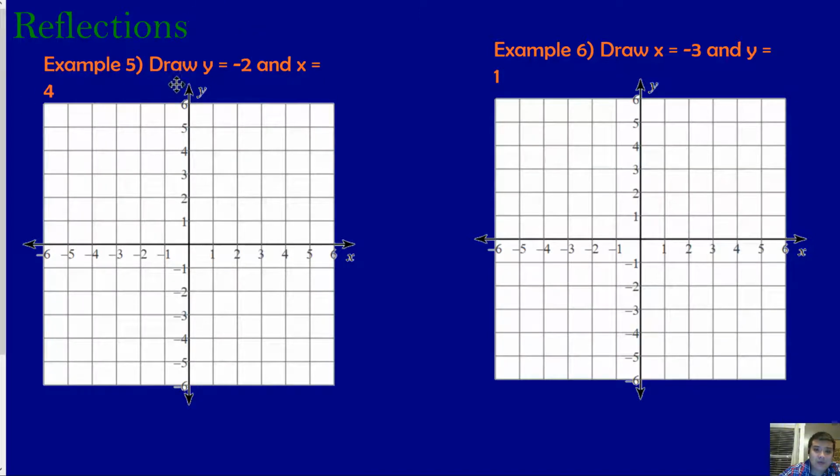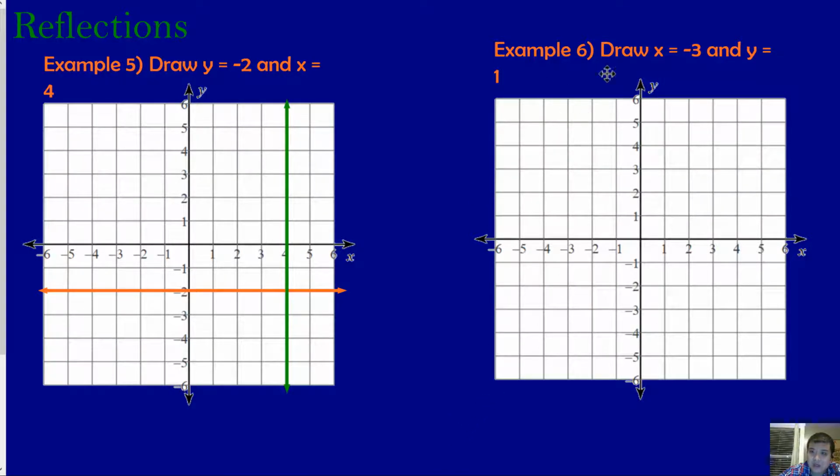In example number 5, y equals negative 2, so we're going to find all the points that have a y of negative 2, and that would be all right here, so (-4, -2), (-2, -2), (1, -2), all of those. So our line for y equals negative 2 is this horizontal line right here. X equals 4, that'd be all the points on this line right here, so therefore it looks like that.